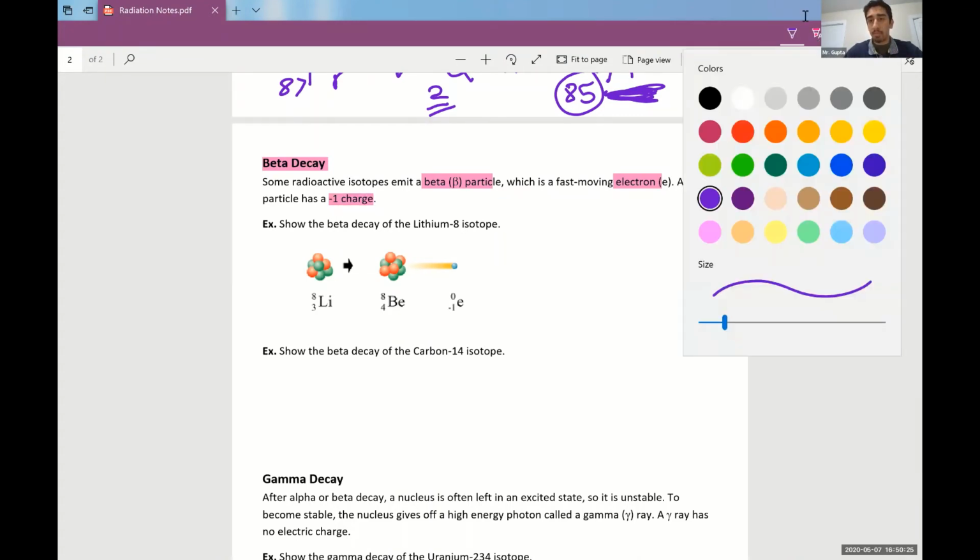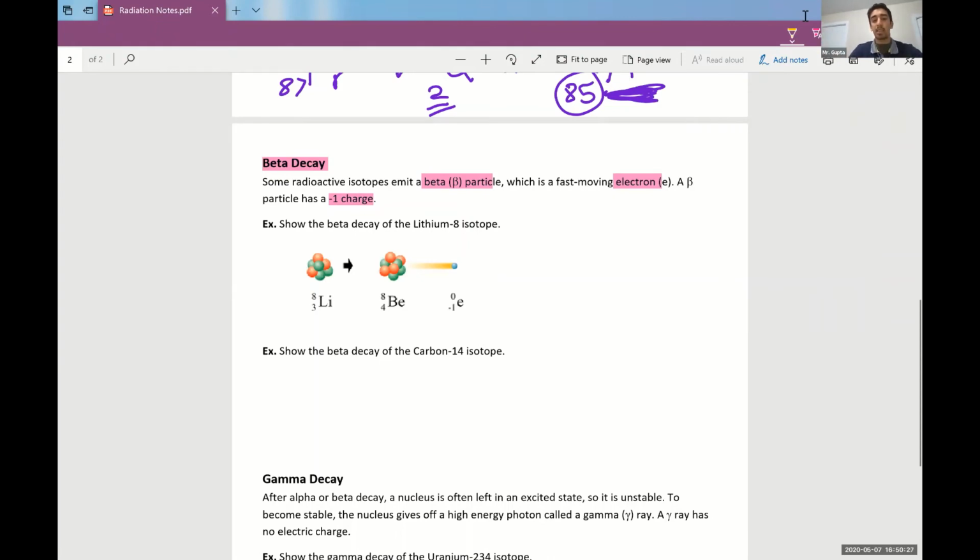The first example: lithium 8,3 produces beryllium 8,4 and an electron. Once again, we know one of the products has to be an electron because it says beta decay. The question says lithium 8, so that's where we got the Li from. Li is lithium. The 8 stands for the atomic mass, which is up here, and the 3 is the atomic number of lithium.